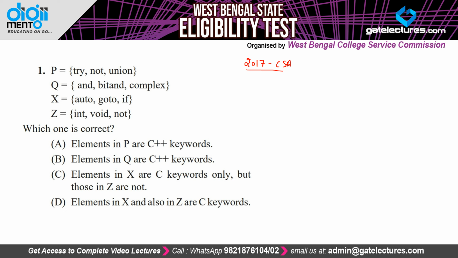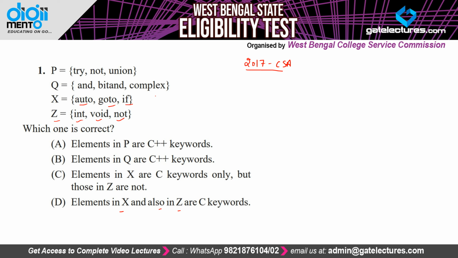They are saying that we have four sets: P, which has try, not, and union; Q, which has and, bitand, and complex; X, which has auto, goto, and if; and Z, which has int, void, and not. Which of the following is correct? Number 1, elements in P are C++ keywords, elements in Q are C++ keywords, elements in X are C keywords only but those in Z are not, and elements in X and also Z are C keywords. So they are asking which of the following sets actually contains keywords from the C language.